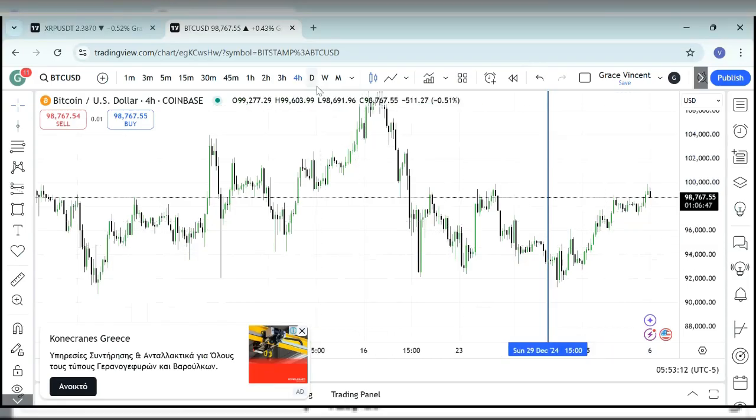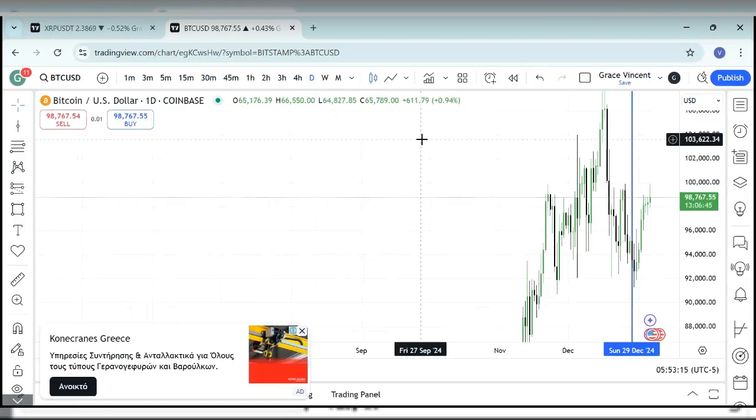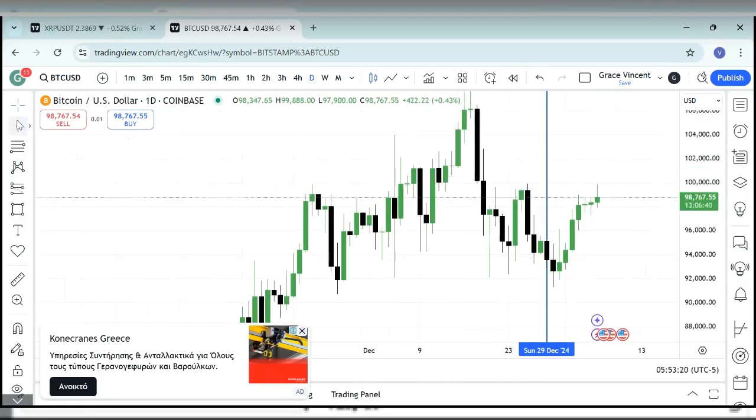So now let's go to the daily. The daily had broken structure since. Okay, yes, I've been able to see that. Look at where the daily broke structure.